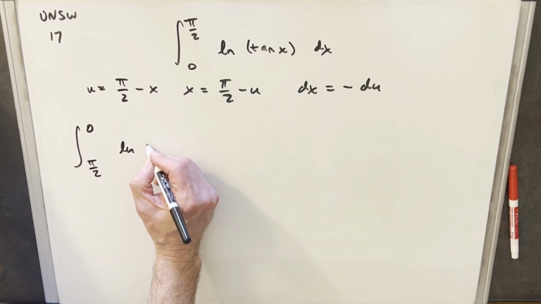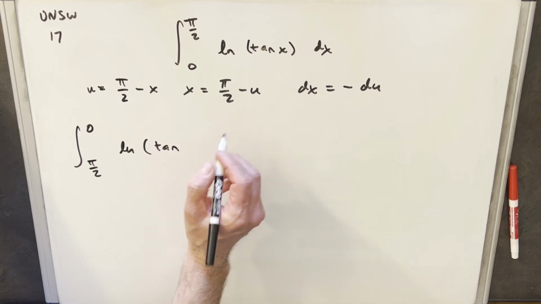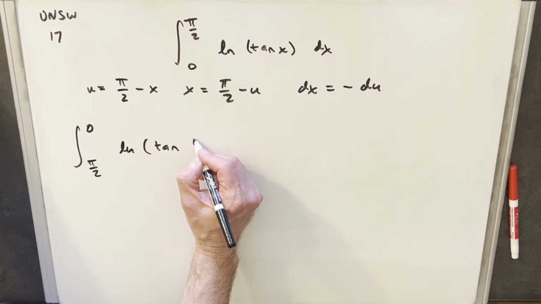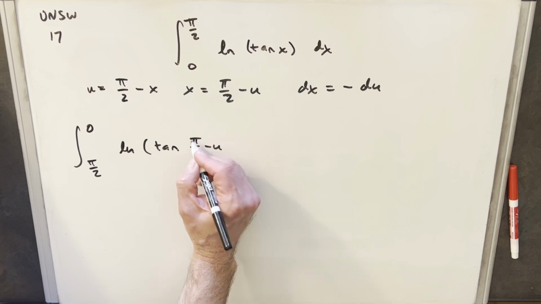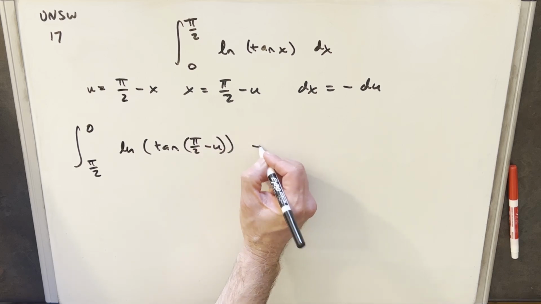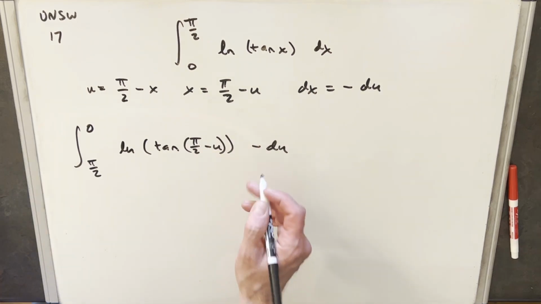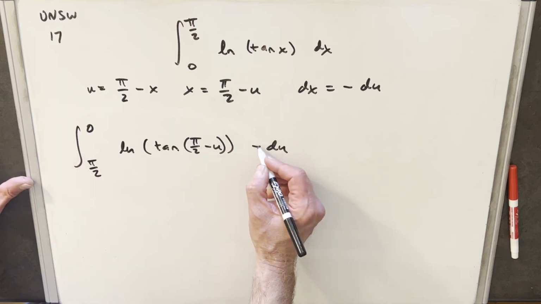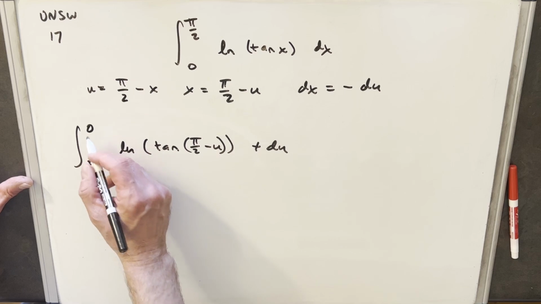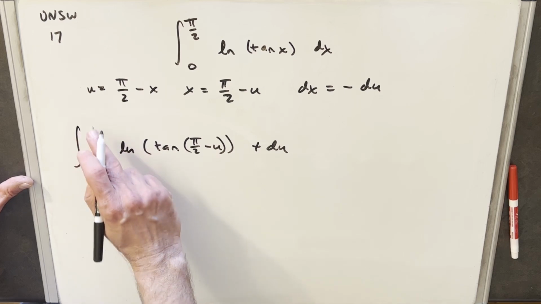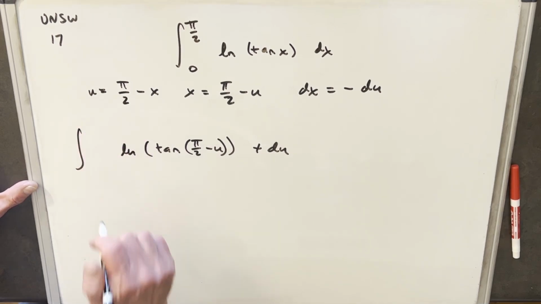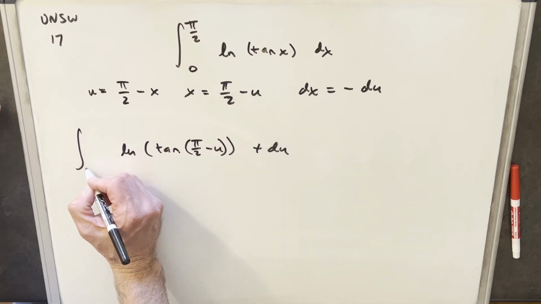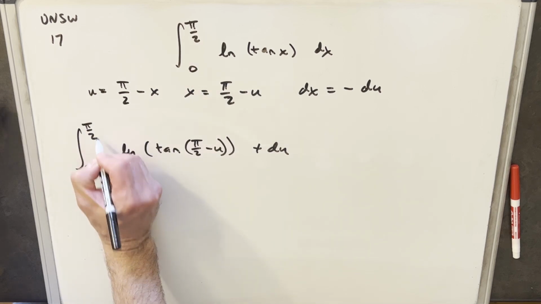We'll have our natural log. Tangent of x is going to be just pi over 2 minus u. We'll have our minus du. What I'm going to do with this minus sign, I can actually bring this outside the integral. So we'll just show that as a plus, and we'll use that to change our bounds here. So we'll just switch it back. This allows us to flip our bounds back to the way they were originally, from 0 to pi over 2.